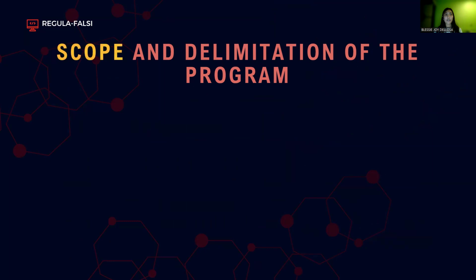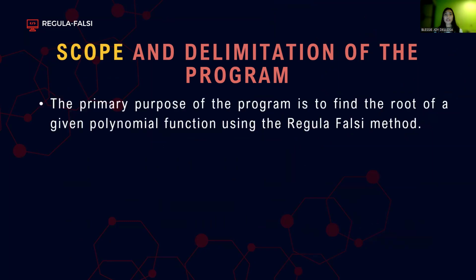First, let's discuss the scope of this program. First is the root finding. The primary purpose of the program is to find the root of a given polynomial using the Regula-Falsi method. Of course, that's the main purpose of it. Also, it takes user input for the coefficients of the polynomial, the initial interval, the error tolerance if you have, and the maximum number of iterations. So it all depends on you.